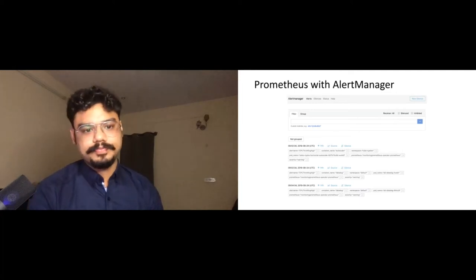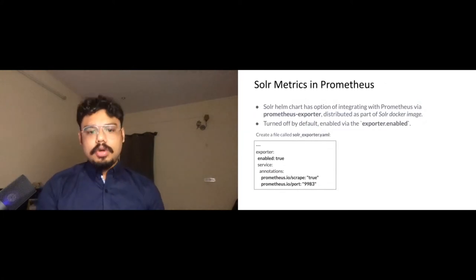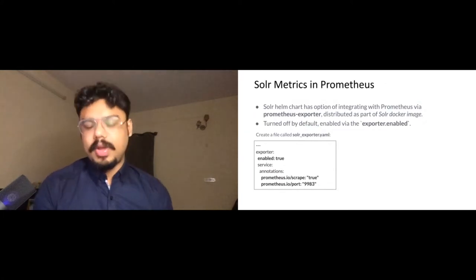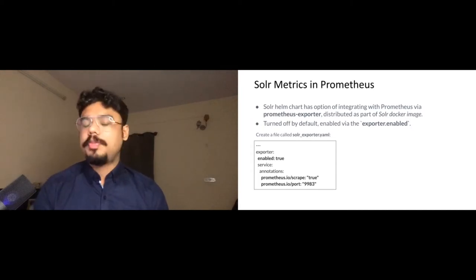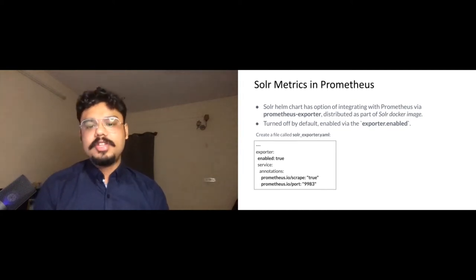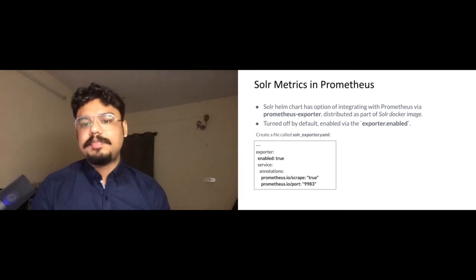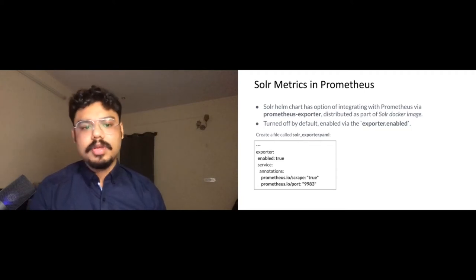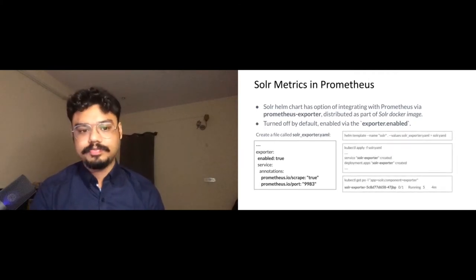So we know Prometheus handles Solr metrics quite well. The Solr Helm chart, discussed before, has an option of integration with Prometheus via the Prometheus exporter, which is part of the Solr Docker image. All we need to do is create a Solr exporter YAML with the parameter exporter enabled true, and annotations in the YAML for Prometheus to know which port it needs to connect to for scraping the metrics.